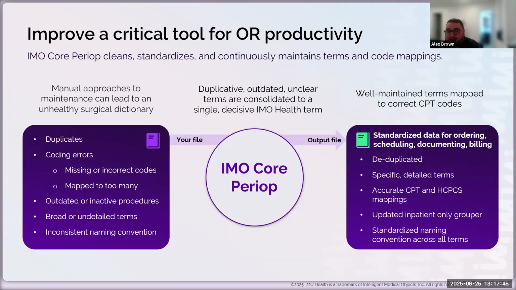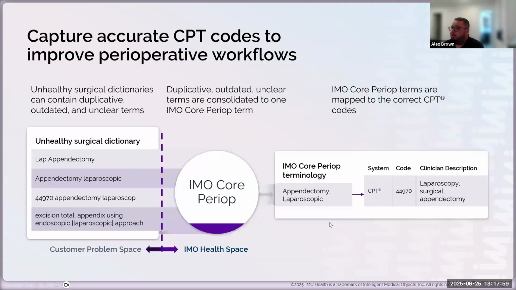We'll also find a lot of outdated procedures, inactive procedures, inconsistent naming conventions, all things that make it more difficult for organizations to run their surgical EHRs as effectively and efficiently as possible. So what do we do here? We do what we call IMO Core Periop.